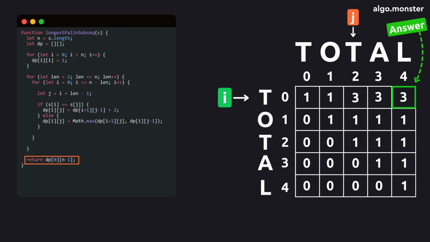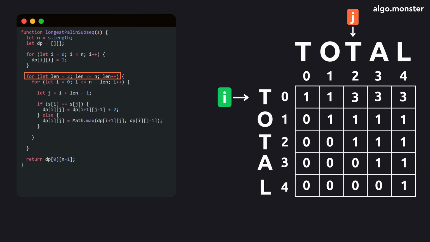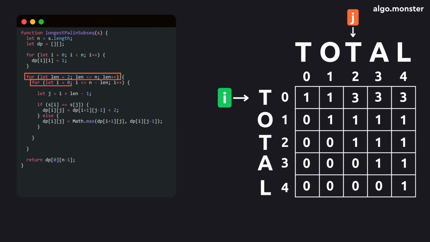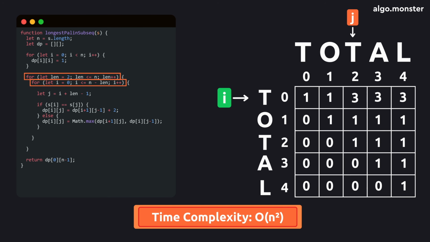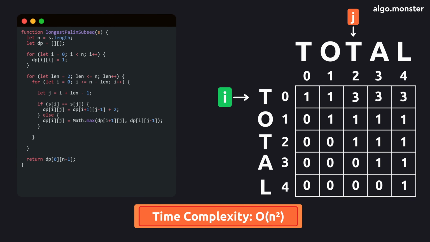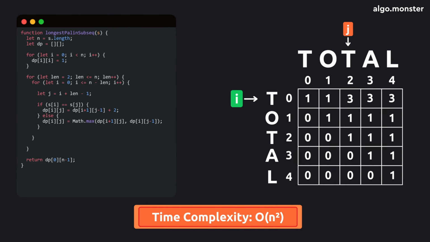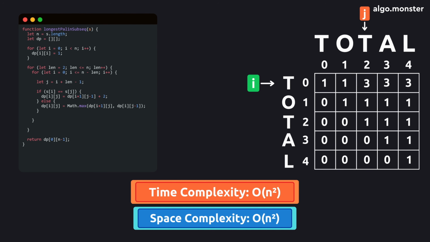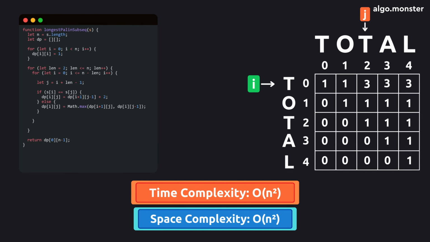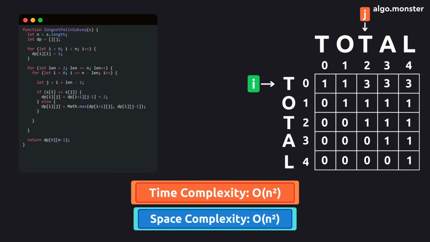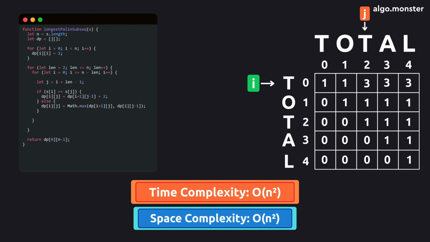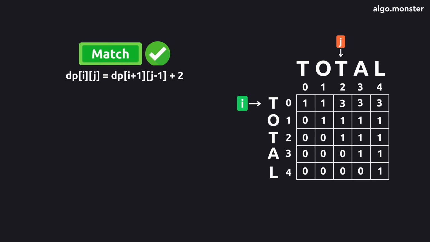Now let's estimate the complexity. For the time, we have one loop over interval lengths and one loop over interval starts. Both run up to n, so the total time complexity is O of n squared. And for the space, we store a table of size n by n, so the space complexity is also O of n squared. For a string of length 1000, that's about 1,000,000 operations and 1,000,000 cells, which is vastly better than the naive approach.